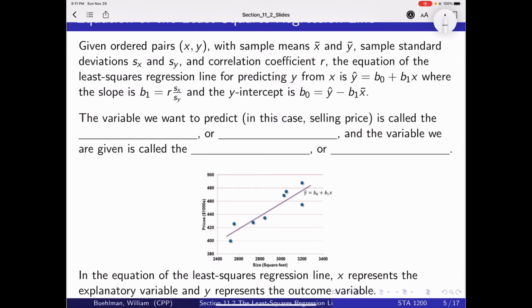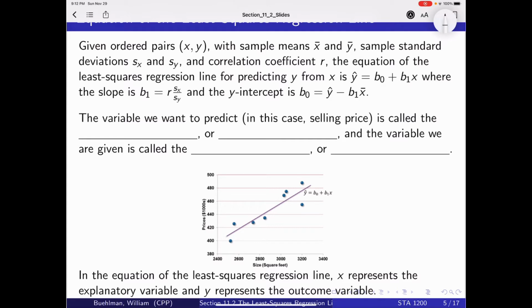Given ordered pairs in X and Y format with sample means X bar and Y bar, sample standard deviations of Sx and Sy, and a correlation coefficient of R, the equation of the least squares regression line for predicting Y from X is given by Y hat equals B0 plus B1 times X, where the slope is B1, which is equal to the correlation coefficient R times the sample standard deviation of Y divided by the sample standard deviation of X. So again, that's R times Sy divided by Sx.